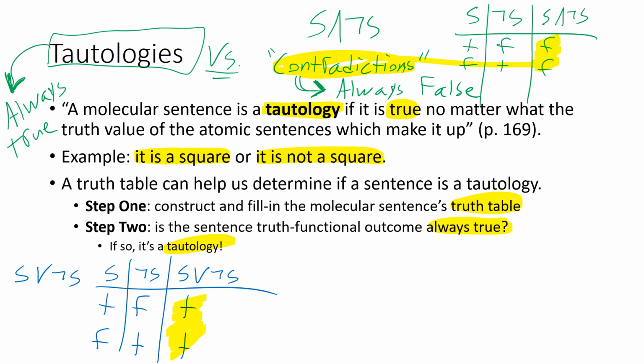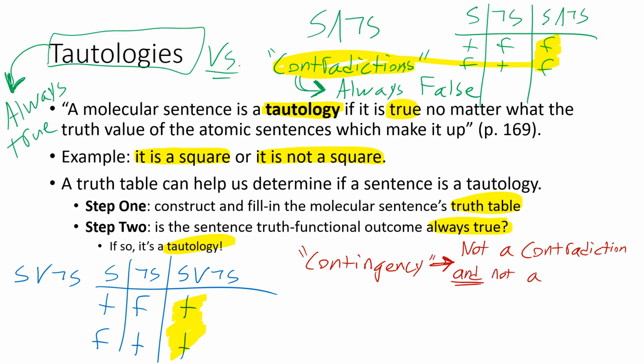There's also something in the middle, so to speak. It's a contingency. And a contingency is not a contradiction and it's not a tautology. So what would be the example? Well, if P then Q would be an example.